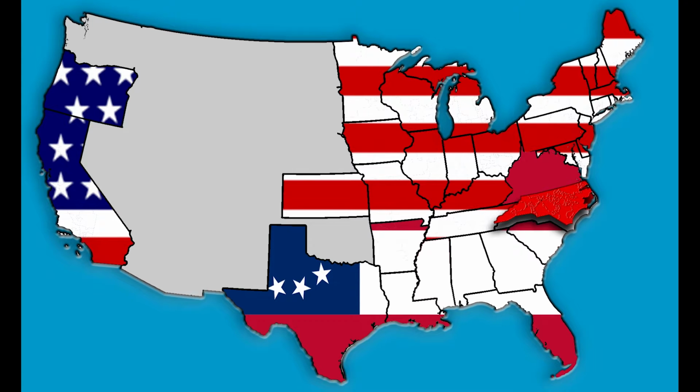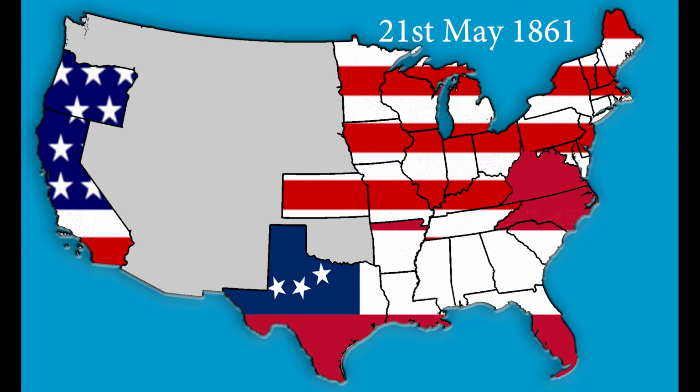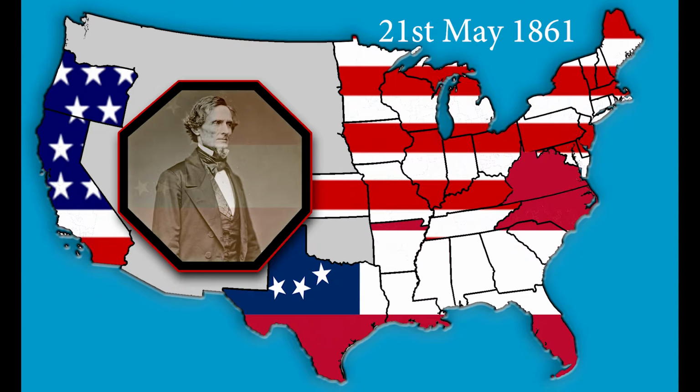Up until the incident at Fort Sumter and Lincoln's calls for volunteers, North Carolina's convention was a Unionist majority. By the 20th of May 1861, North Carolina seceded from the Union, and on the 21st of May, President Jefferson Davis proclaimed them a Confederate state.